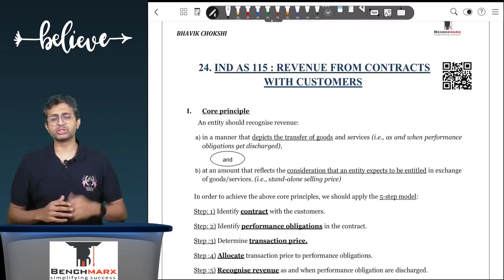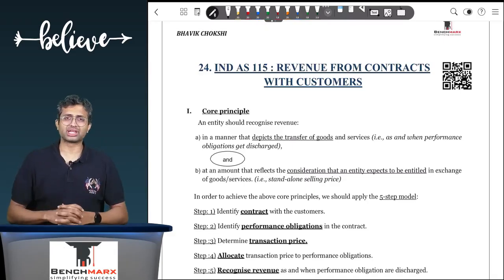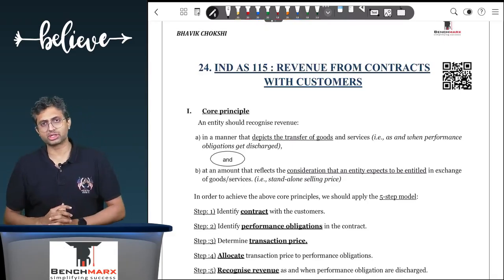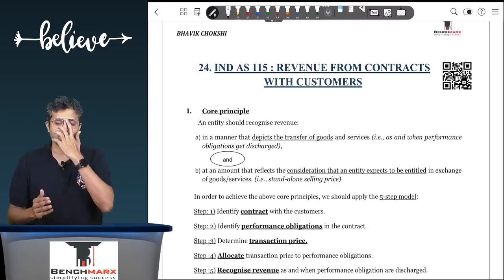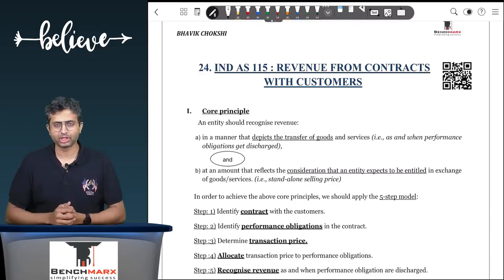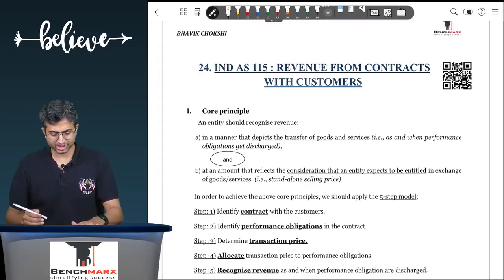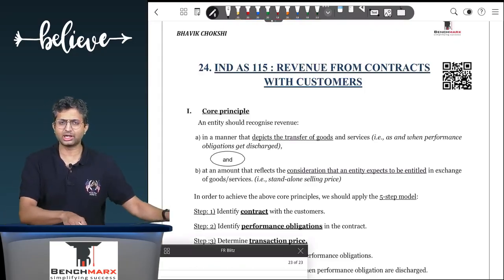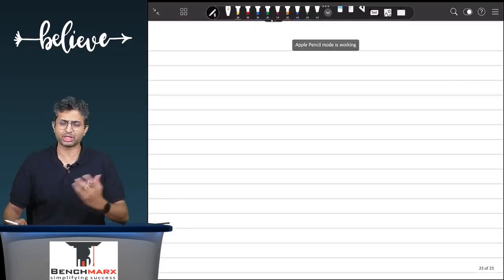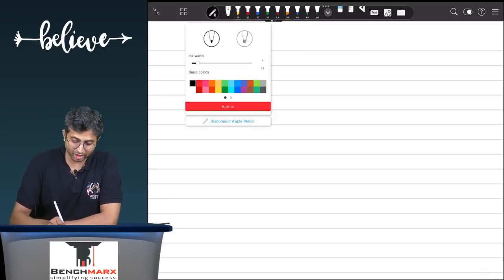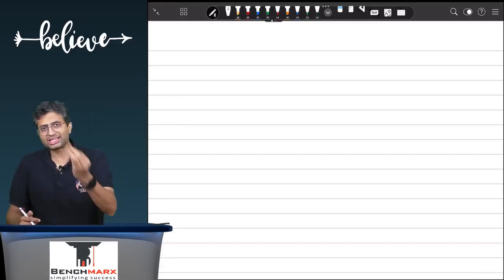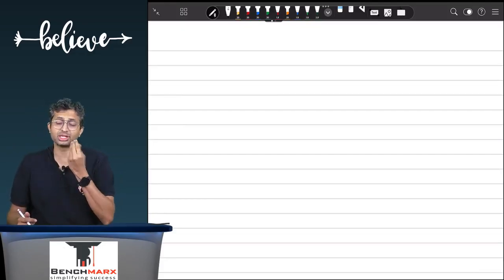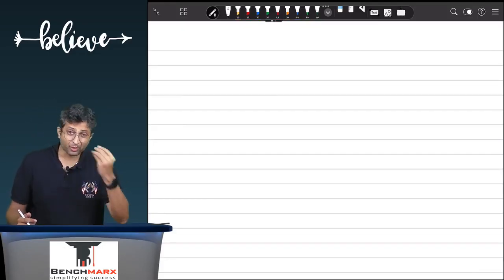What are those principles? First, you should recognize revenue as and when performance obligations are discharged. Second, at a price which an entity reasonably expects to receive for the performance obligation. So these are the two core principles. And why do we need these principles to be separately applied? Because in case of contracts, it may not necessarily be the case that whatever is mentioned in the contract is the revenue that you are receiving for that performance obligation.